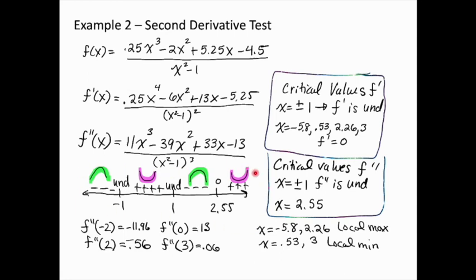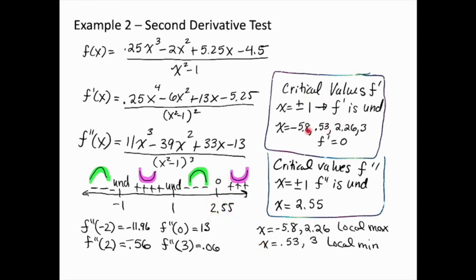Now, when I look at this sign chart, I only see one point that's considered an inflection point. That's this one right here, because it's equal to 0 and it changes concavity, from concave down to concave up. For these two values, it does change from concave down to concave up and vice versa, but we have asymptotes at -1 and 1. So these are not actual points on the graph that we can label as inflection points. They are asymptotes. So our only point of inflection here is 2.55.